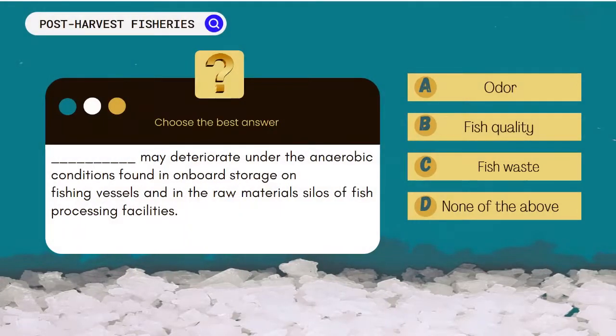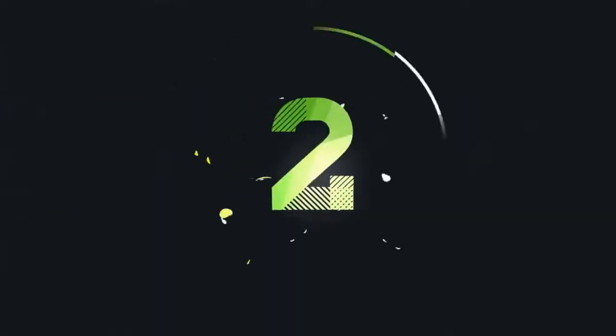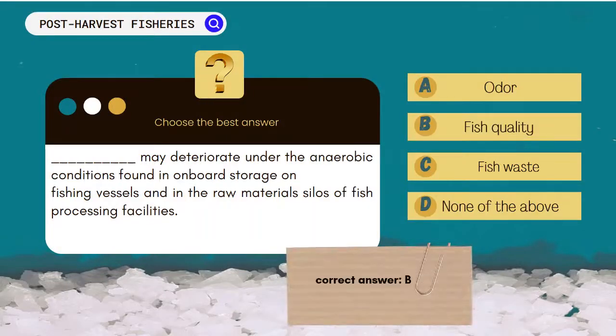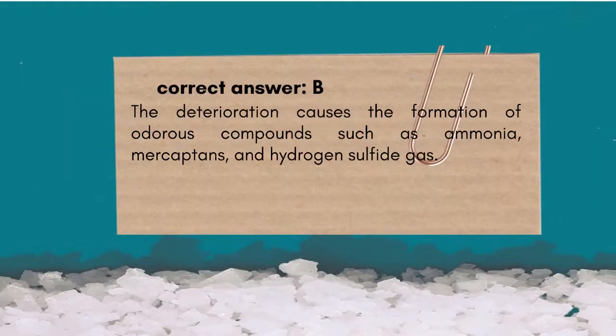Blank may deteriorate under the anaerobic conditions found in onboard storage on fishing vessels and in the raw materials silos of fish processing facilities. A. Odor. B. Fish quality. C. Fish waste. D. None of the above. The correct answer is B. The deterioration causes the formation of odorous compounds such as ammonia, mercaptans, and hydrogen sulfide gas.